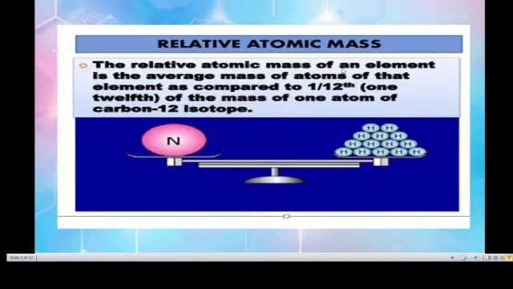The relative atomic mass of an element is the average mass of atoms of that element, here nitrogen and hydrogen, as compared to 1/12 of the mass of one atom of carbon 12 isotope. This is the relative atomic mass.